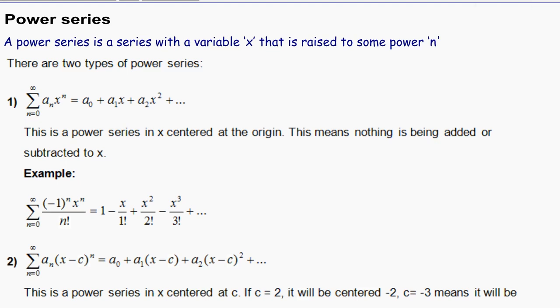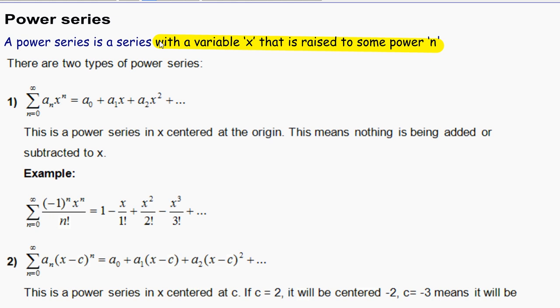In this video, I'm going to discuss power series. Now, a power series is a series with a variable x that's raised to some power n. So basically, it has a dummy variable x that's raised to some power n. There are two types of power series.